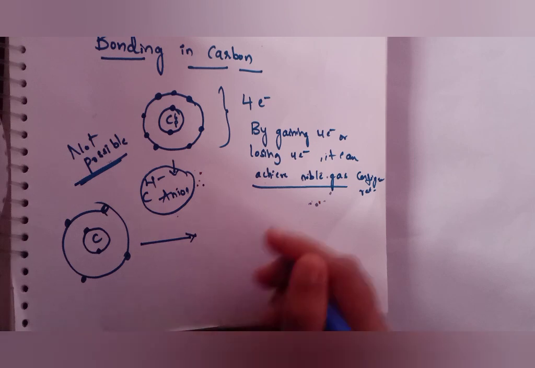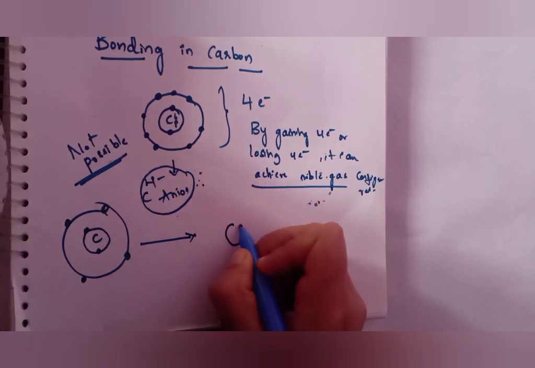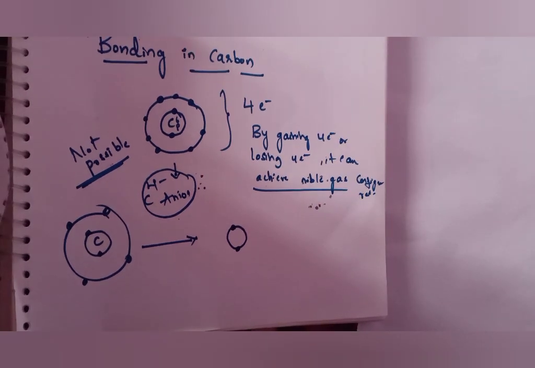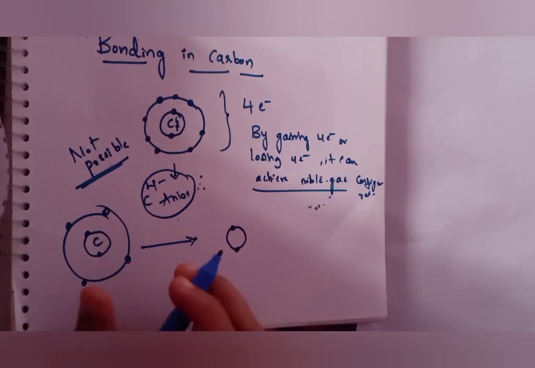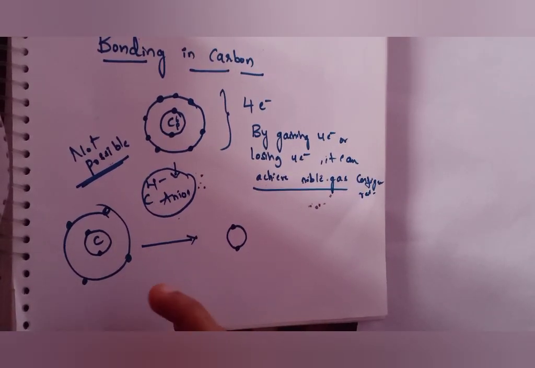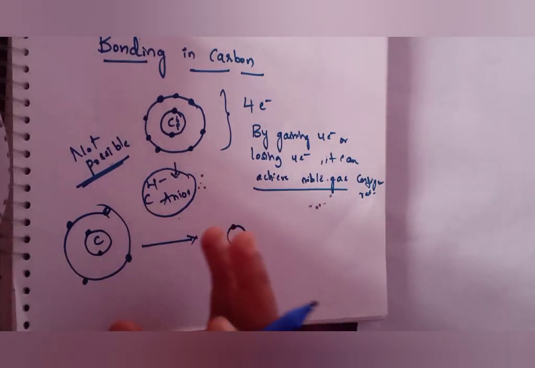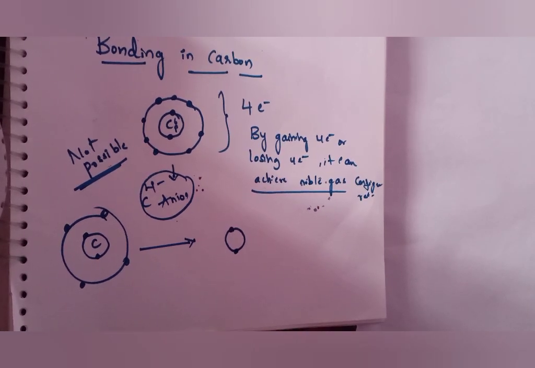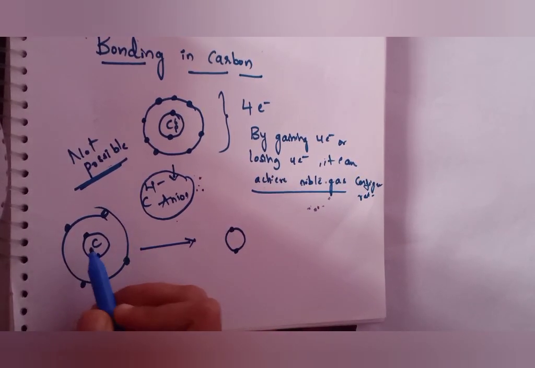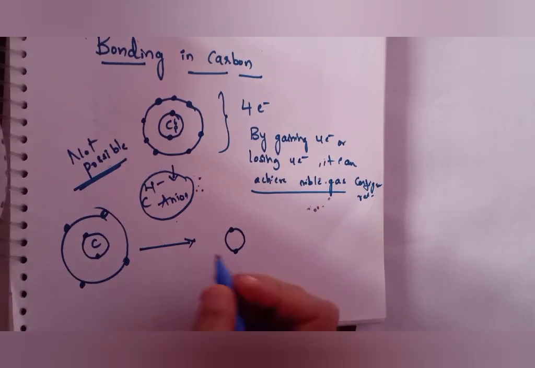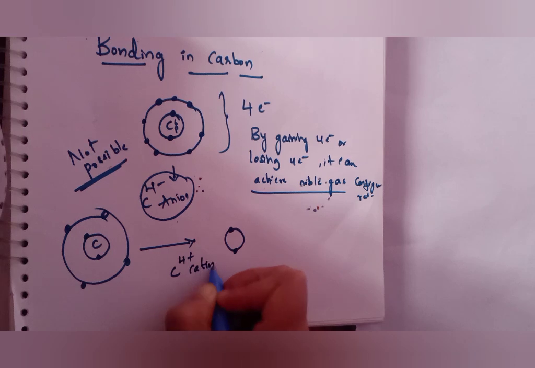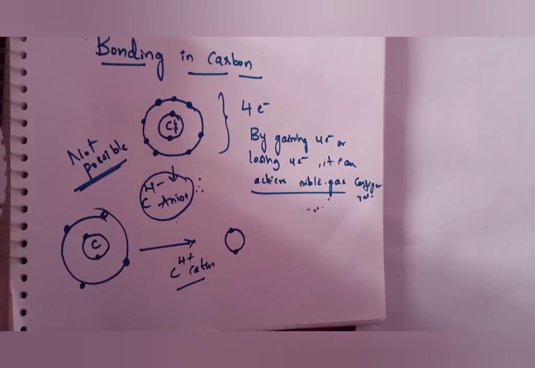Why is it not possible? If in case it loses its 4 electrons, then see here, the carbon has a smaller size and the force of attraction between the nucleus and the electrons is very high. It requires a large amount of energy to remove the 4 electrons. So C4 plus cation is also not possible.